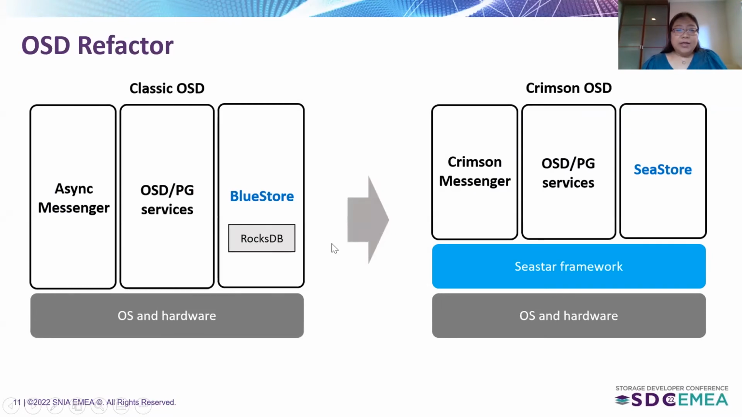In the OSD refactor, the async messenger is replaced by the Crimson messenger. The classic OSD PG service is replaced by the Crimson OSD PG service, and the BlueStore RocksDB is replaced by the SeaStore and B+tree metadata. All the OSD modules run on the Seastar framework. The Seastar framework provides an asynchronous programming framework.